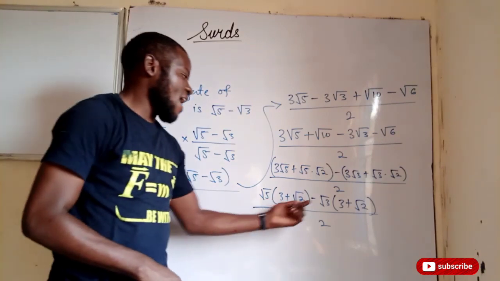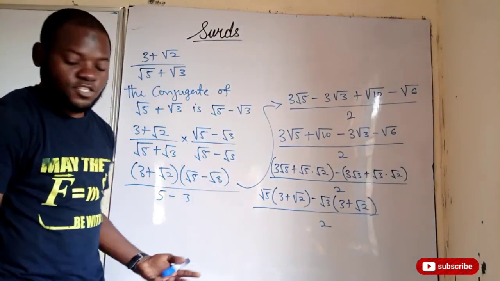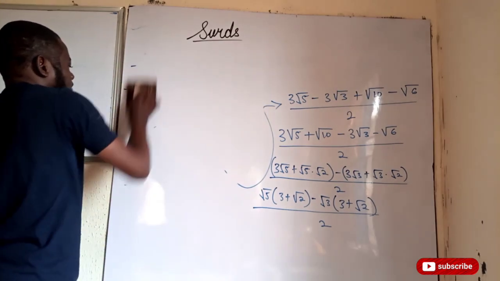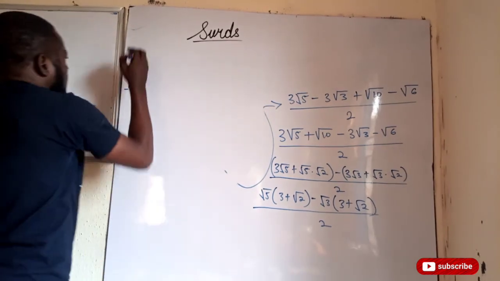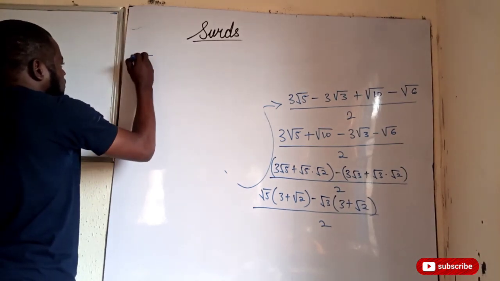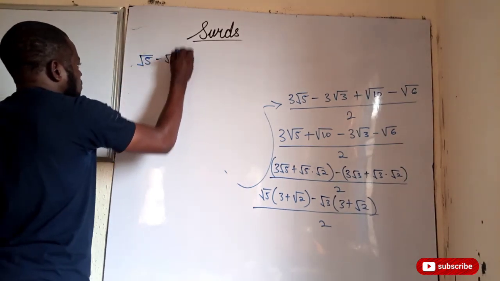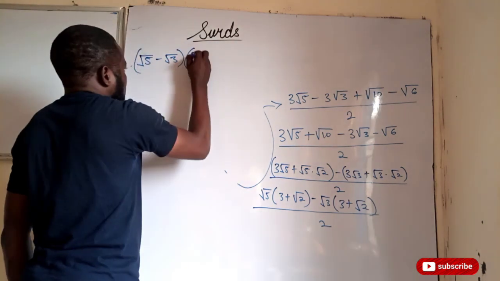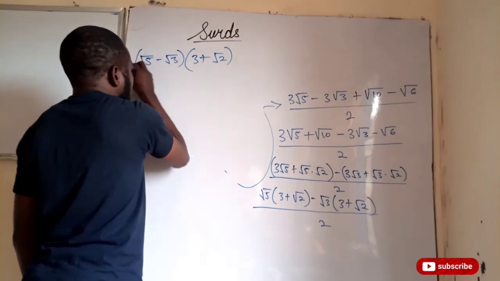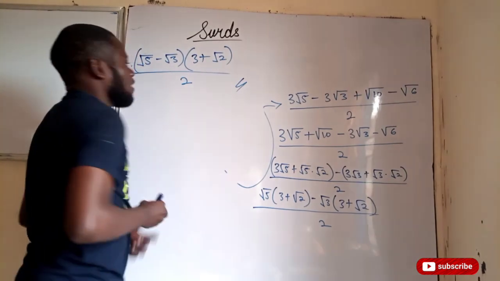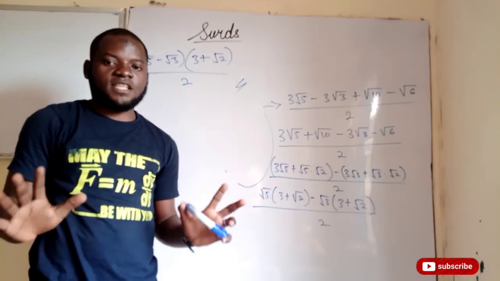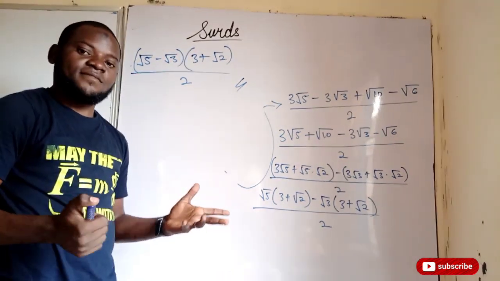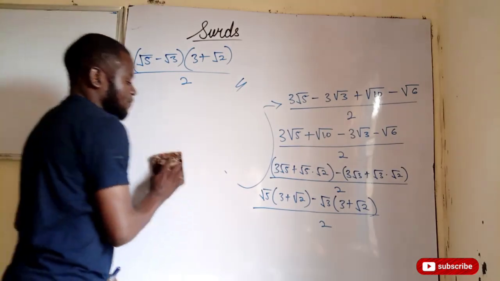Now that what I have in the two brackets is the same thing, it means we can have the result to be the square root of 5 minus square root of 3 times 3 plus root 2 all over 2. And that will be our result for that question. We can't do further than this. Is that taken? Okay, let's look at another example.